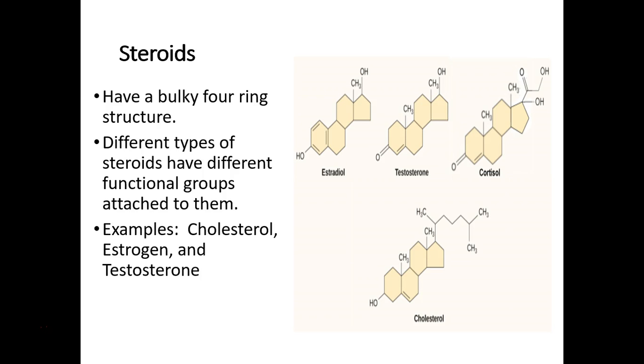So we'll start off with the steroids. The most common steroid of all is cholesterol. Cholesterol, once again, has these 4 rings and then has a functional group here and throughout its structure, but its basic skeleton structure is 4 rings. Here you have estradiol, where estrogen is formed from. It's a derivative of estrogen. Then you have testosterone, which is also a hormone, and you have cortisol. All right. So once again, steroids are bulky. They have 4 ring structures. They have different functional groups attached to them, and here are the different examples.